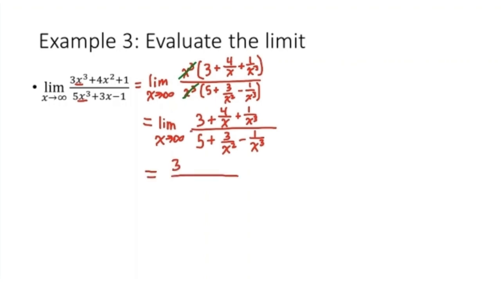The limit of 3 is 3. As x approaches infinity, the 4 over x and the 1 over x cubed will each approach 0. The limit of 5 is 5, while the 3 over x squared and the 1 over x cubed each approach 0. 3 plus 0 is 3. 5 plus 0 minus 0 is 5. So our limit would be 3/5.